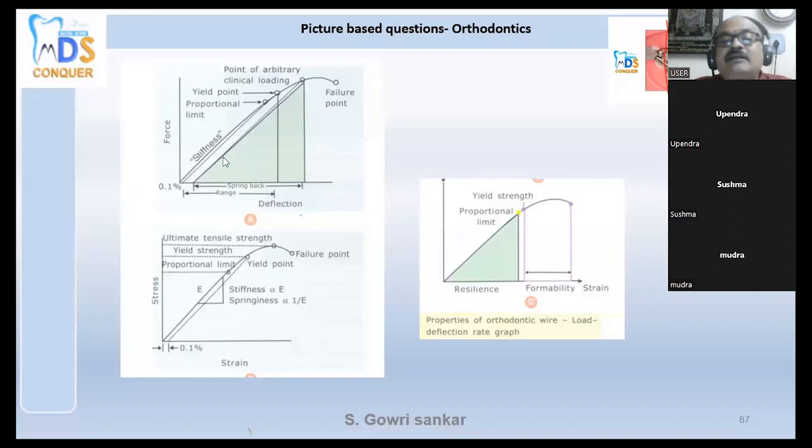And the most common question asked, the areas between the load and deflection curve. What is the area up to the whole failure point called? What is the area up to the yield point or proportional limit called? One is resilience and the other is formability. These things are given in a DMR. Sometimes if they want to check you in relation to the arch wires, they will give you this question.